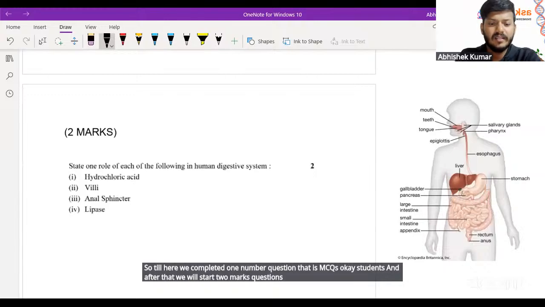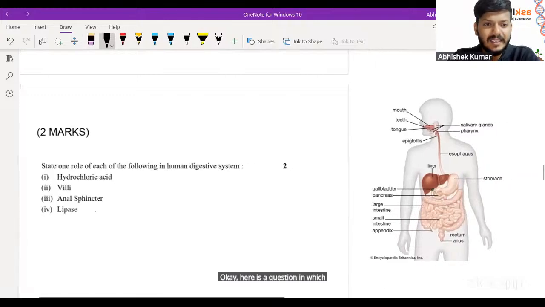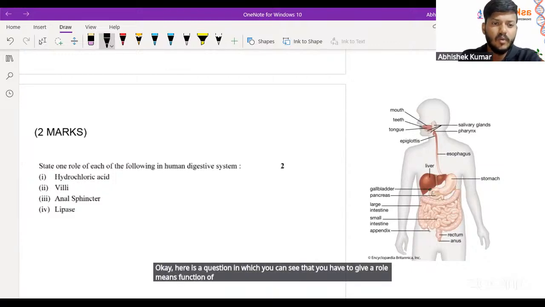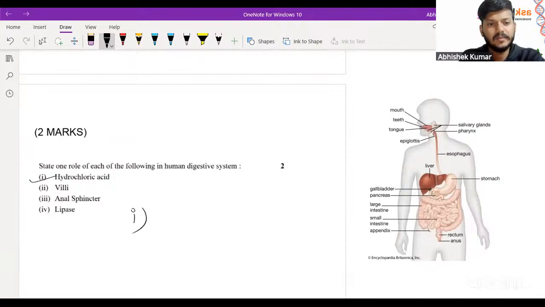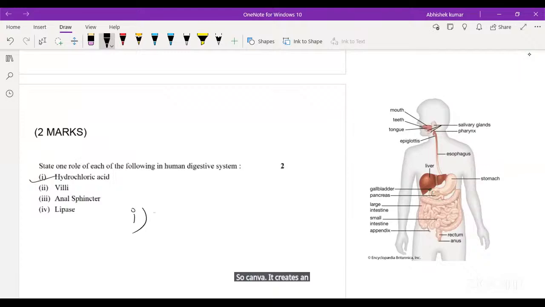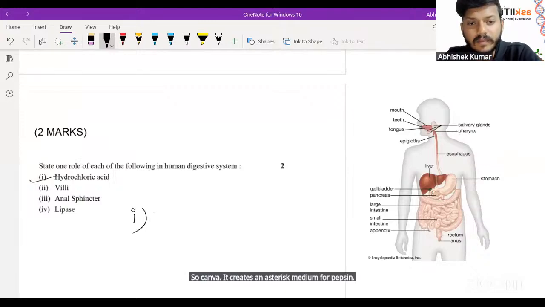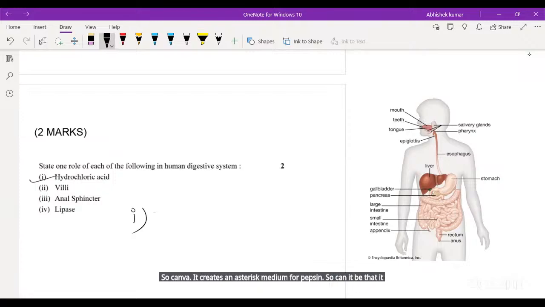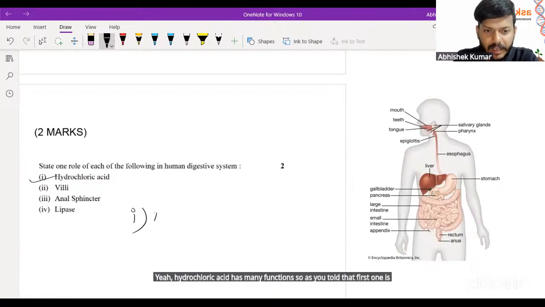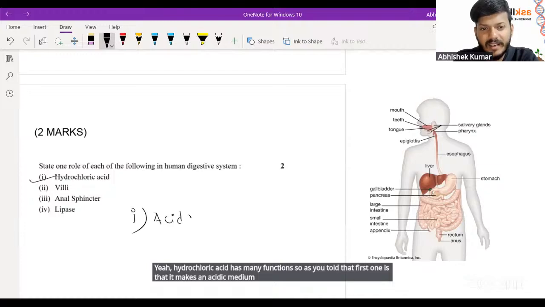Here is a question in which you have to give a role, meaning the function, of each. So what is the function of hydrochloric acid? Can it be that it creates an acidic medium for pepsin to act? Yeah. Hydrochloric acid has many functions. As you told, the first one is that it creates an acidic medium so that pepsin will act, right?